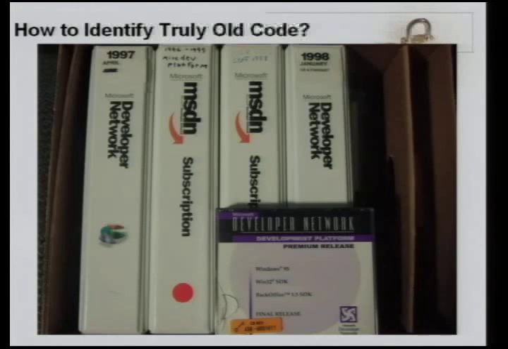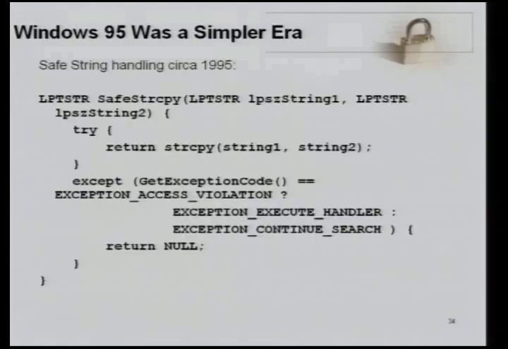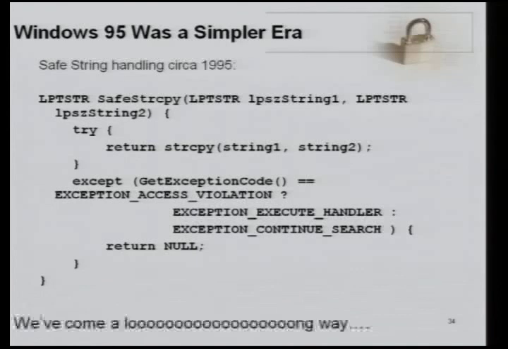And there were some howls down the hallway when they started looking at the Windows 95 SDK, and this is one of the gems that they found. This is safe strcpy circa 1995. So we've come a long way here, a long way.